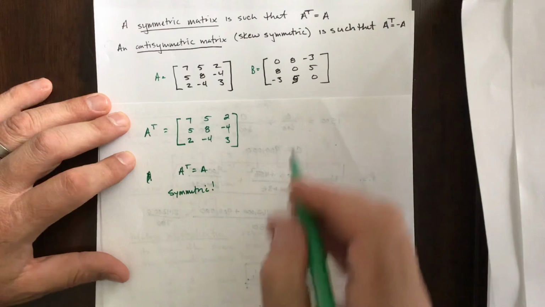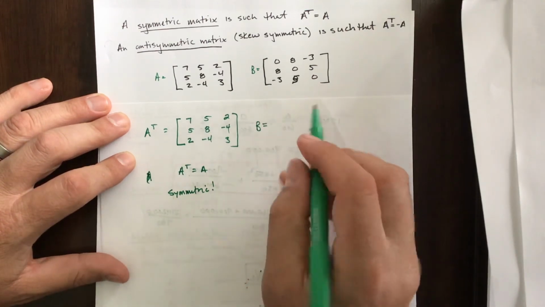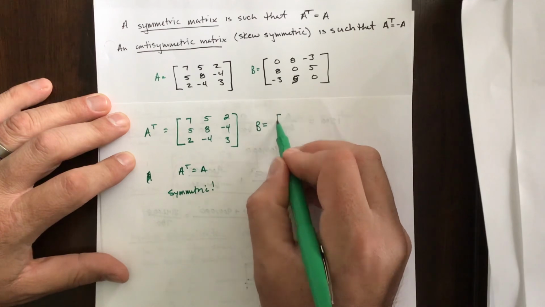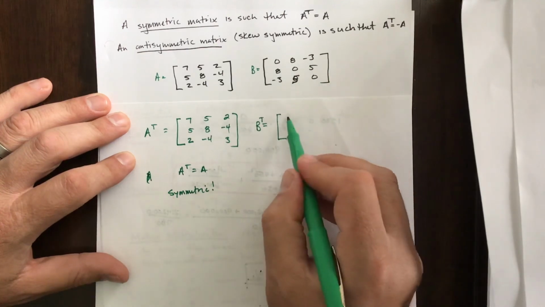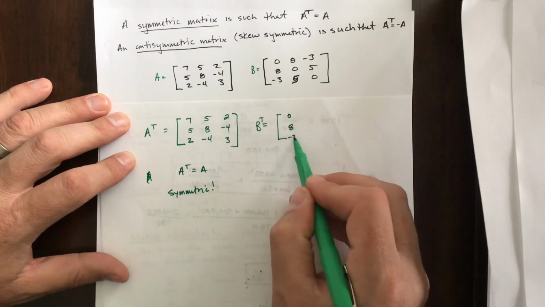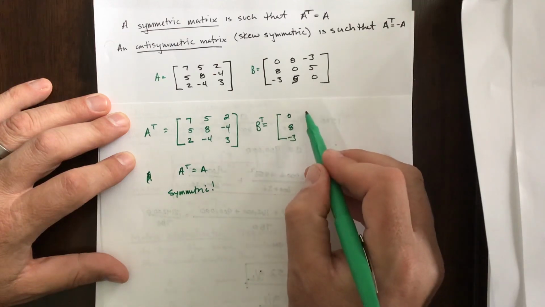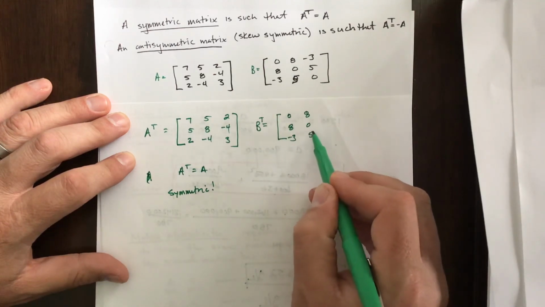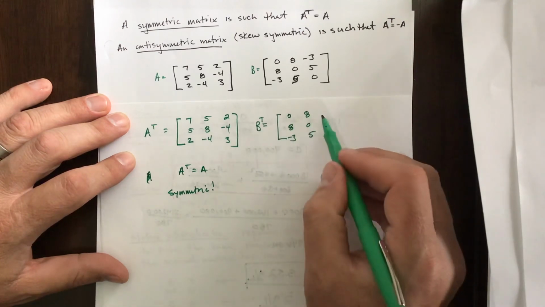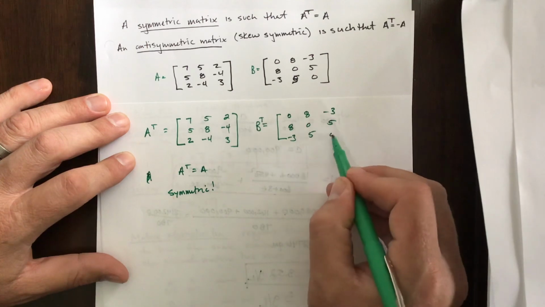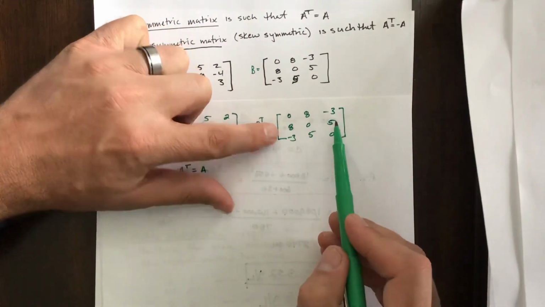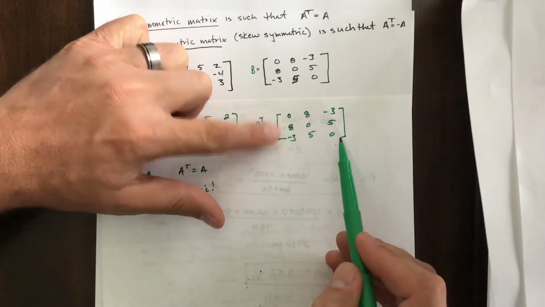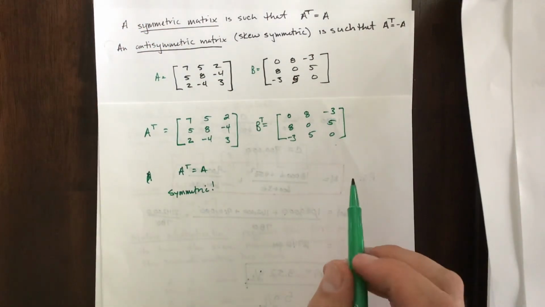What about B? Let's look at B transpose. The row 0, 8, negative 3 now becomes my first column. The second row, 8, 0, 5, becomes my second column. And the third row, negative 3, 5, 0, now becomes my third column. Ask yourself, is B equal to B transpose? 0, 8, negative 3, correct. 8, 0, 5, correct. Negative 3, 5, 0, that's correct. Very good. So this is symmetric as well.